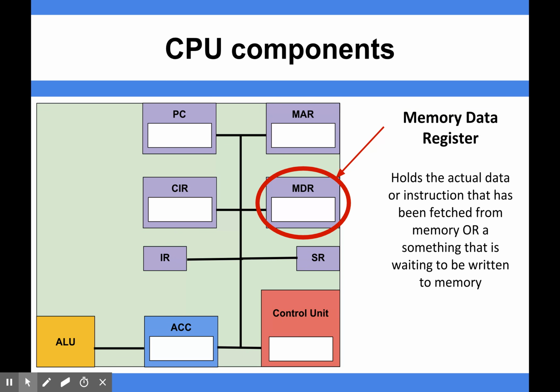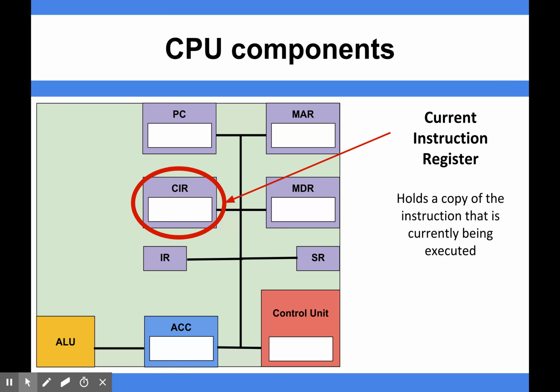The MDR is very similar to the MAR, but it's for data. So it holds any data or instruction that has been fetched from memory, or something that is waiting to go to memory. Okay, so if you want to go down the data bus to memory, or you're coming from memory with data, it's going to go to the MDR. The CIR is your current instruction register. So that holds a copy of the current instruction that you are running.